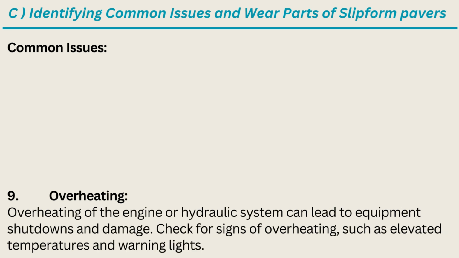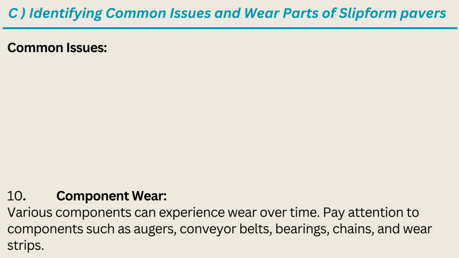9. Overheating. Overheating of the engine or hydraulic system can lead to equipment shutdowns and damage. Check for signs of overheating, such as elevated temperatures and warning lights. 10. Component wear. Various components can experience wear over time. Pay attention to components such as augers, conveyor belts, bearings, chains, and wear strips.